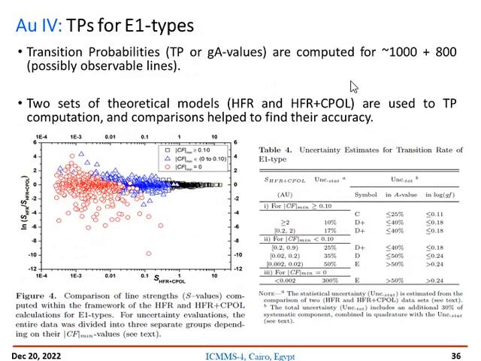So here are the transition probabilities that were computed for the Au IV spectrum using HFR and HFR plus core-polarization approach methods. So here I have compared these two results after converting the corresponding values into Einstein A coefficients. The comparisons are made according to the absolute value of the S. So here is the accuracy of these transitions depending upon their S values.